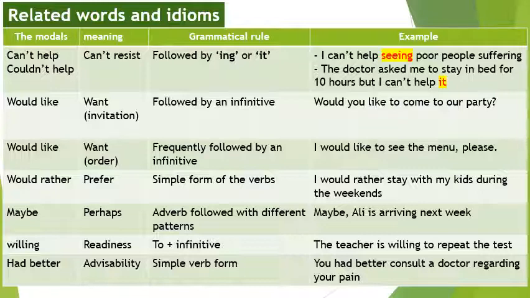Now we have willing. Willing is to show your readiness to do something, and by the way, it is followed by the infinitive. For instance, the teacher is willing to repeat the test. So, to and the simple form of the verb. Had better: when you are advising somebody to do something, you had better consult a doctor regarding your health. This is a suggestion, but in an advisable way, and had better is followed by the simple form of the verb.